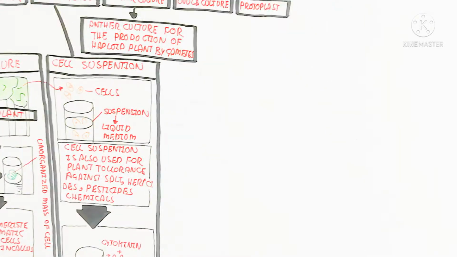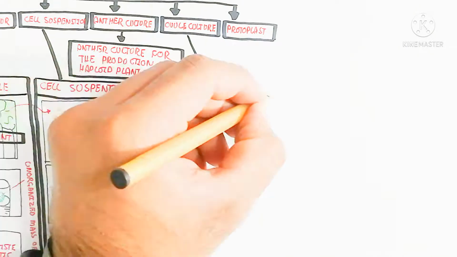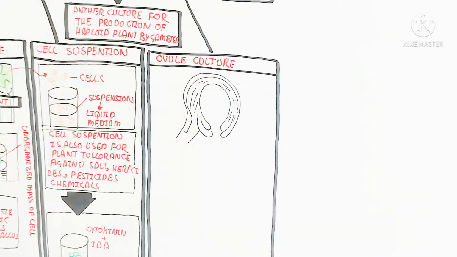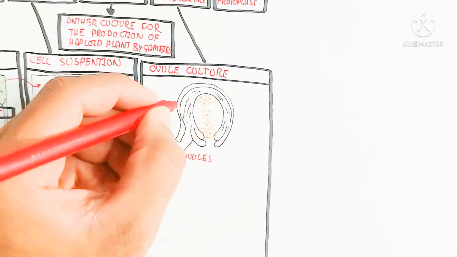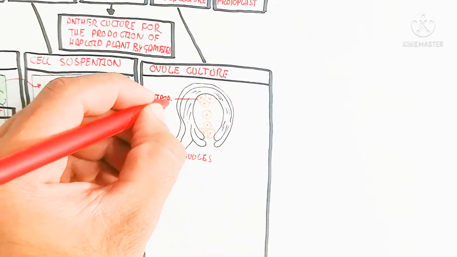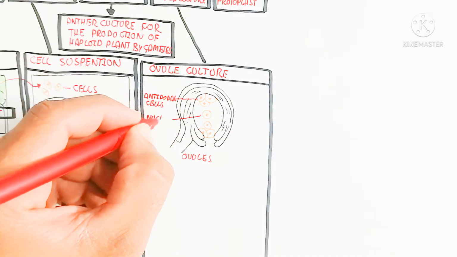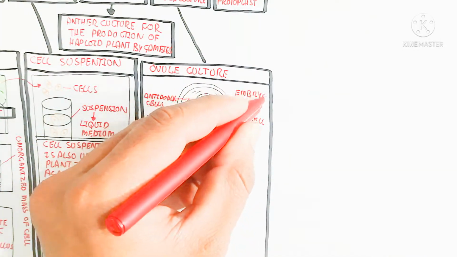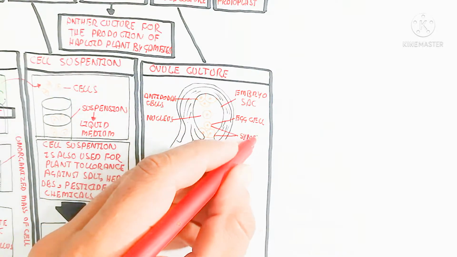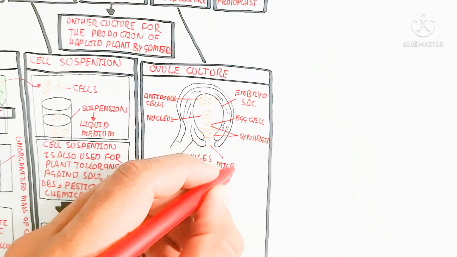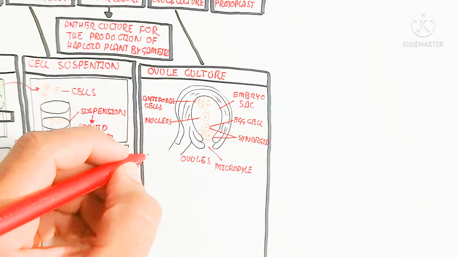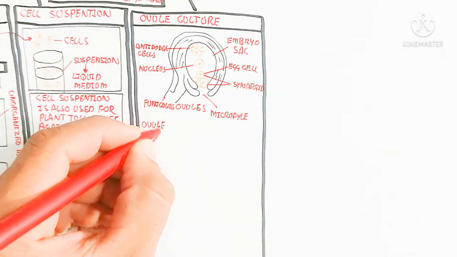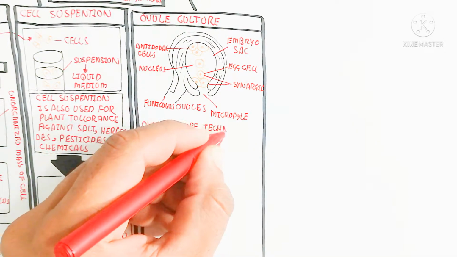And here is the anther culture, meaning the production of haploid plants by gametes. So we can increase by a gamete so that haploid will be formed. The ovule culture we will discuss next. This is the ovule, which contains antipodal cells, embryo sac, egg cell, synergids, nucleus and micropyle. In this way, where the funiculus and ovules are present, we will separate the ovule.